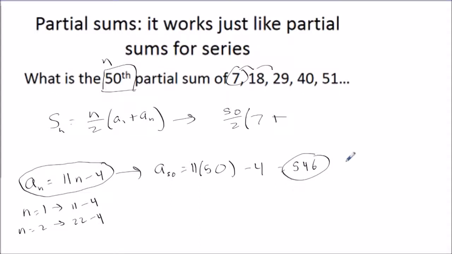All right, now that we know the 50th term, all we have to do is plug it in up here. So 546. And now we're going to simplify this out. So to me, what I see here, I see 50 divided by 2 is 25, and 7 plus 546 is 553. And I think I'll use a calculator for this one. And what do I get? 13,825.